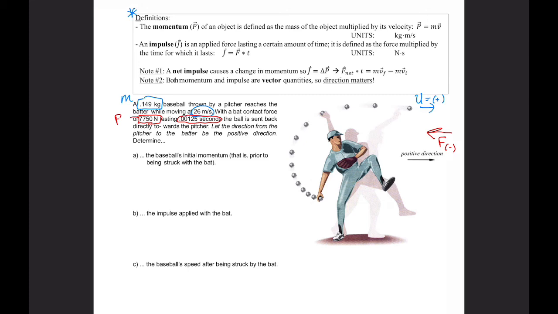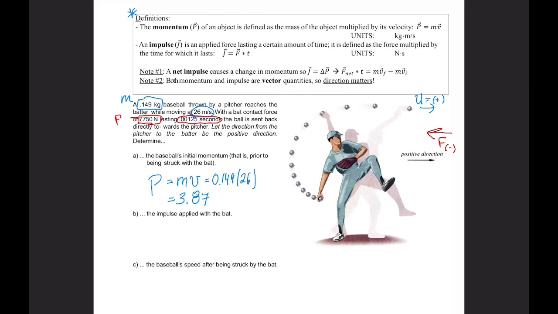Let's go ahead and answer these questions about the scenario. The initial momentum, p, of the baseball is going to be the mass times the velocity of the baseball. We get 3.874 kilogram meters per second. That's a positive number as a vector, and it means to the right.